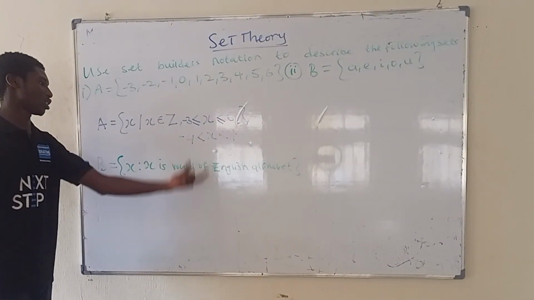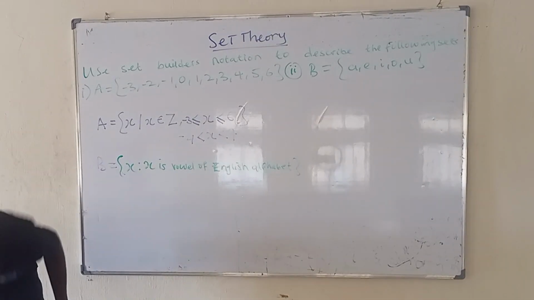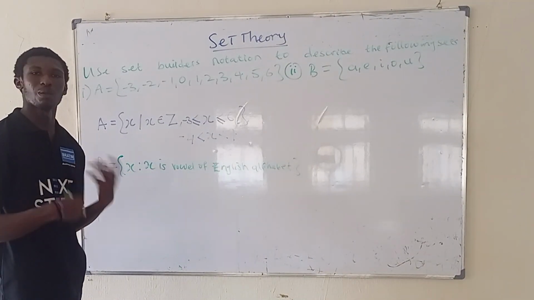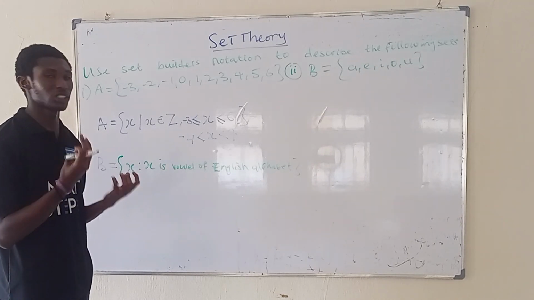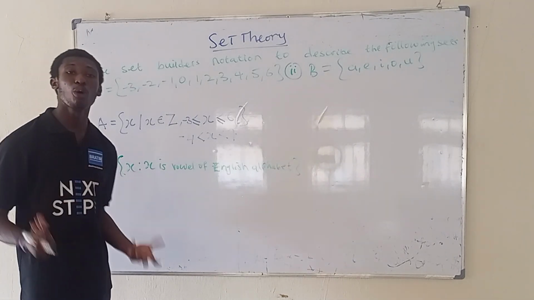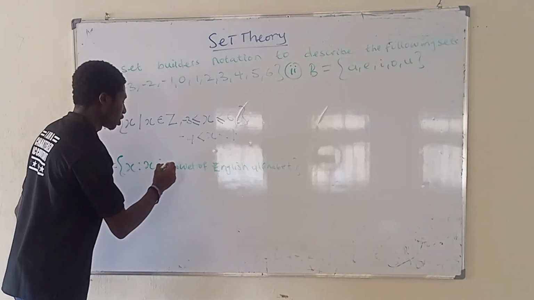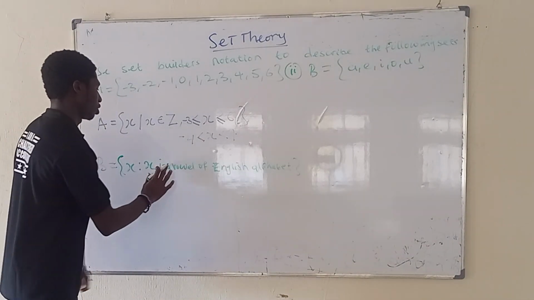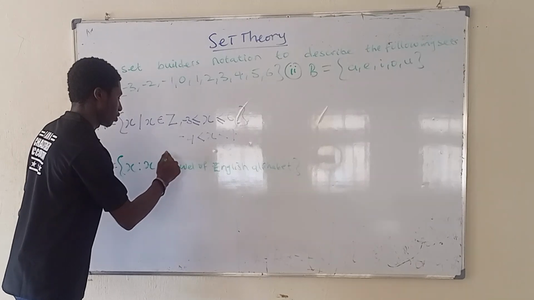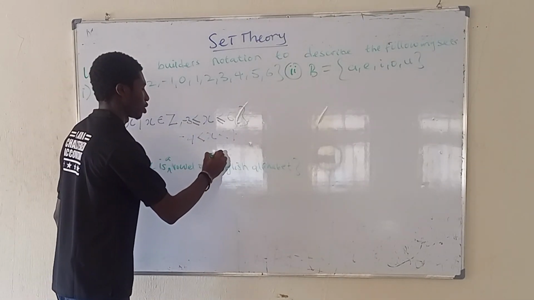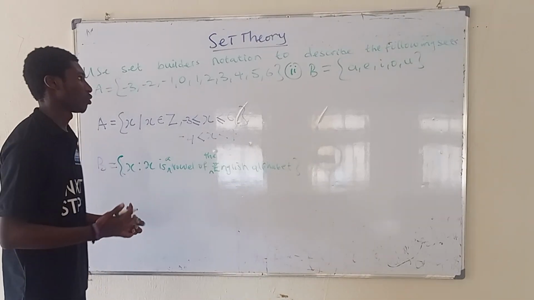Write it like this, and this is very correct. If I write just vowel letter, it's not that specific, so that everybody can understand, I say x is a vowel of the English alphabet.